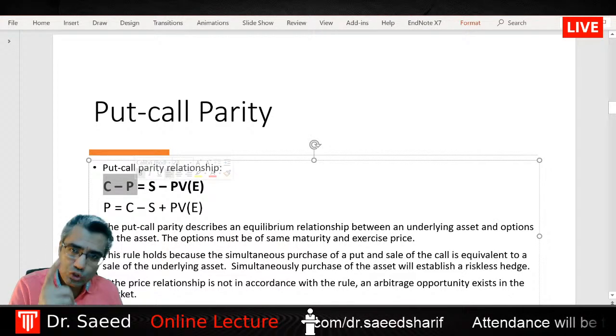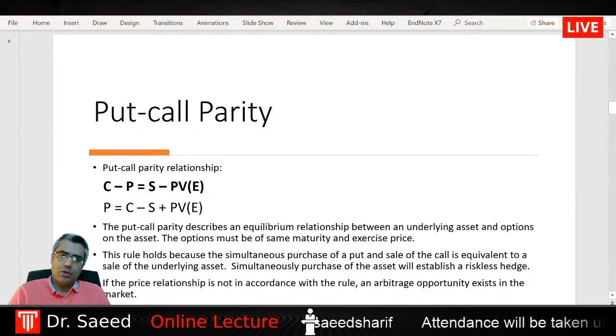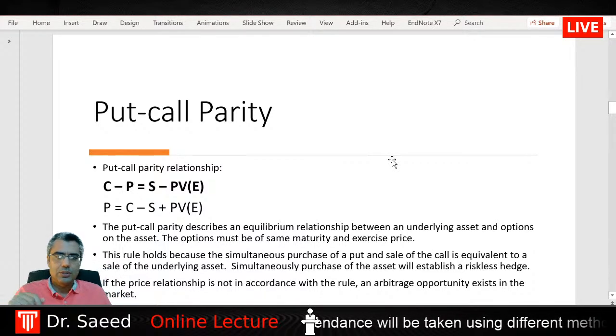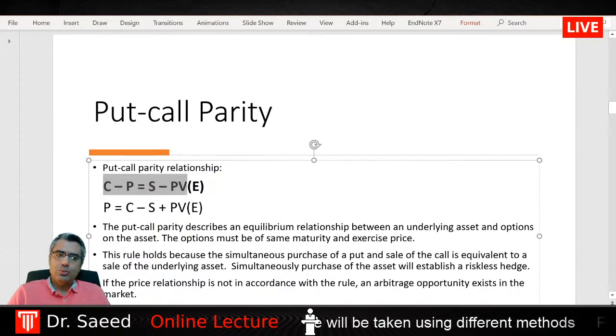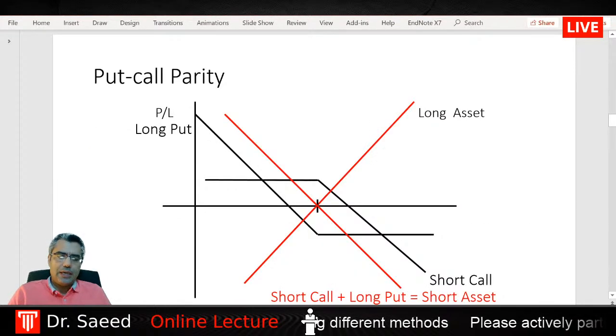So what is short call and long put? If you short call and at the same time you long put, what is the outcome? The outcome is a long stock. We discussed this last week, right? This means long stock. That's all. So this is the equation. Anytime that you identify that the equation is not established, then there is a mispricing opportunity and you can implement an arbitrage strategy.